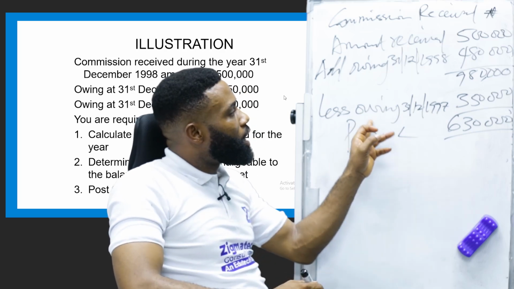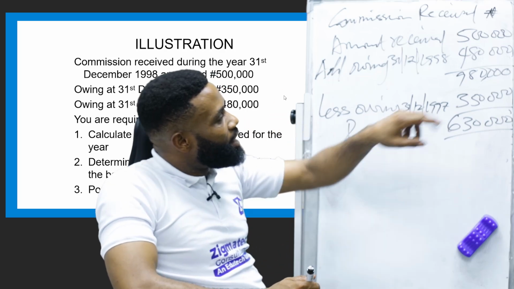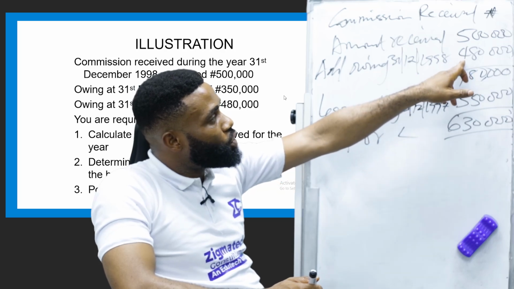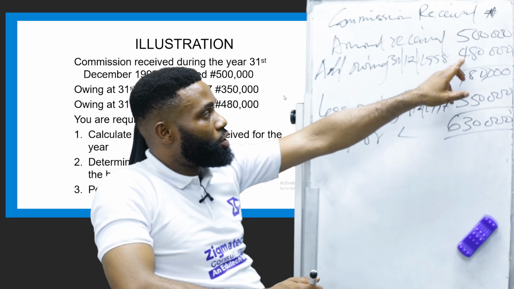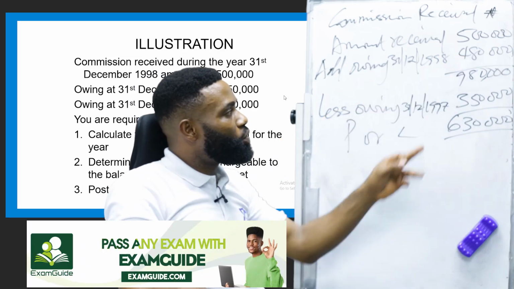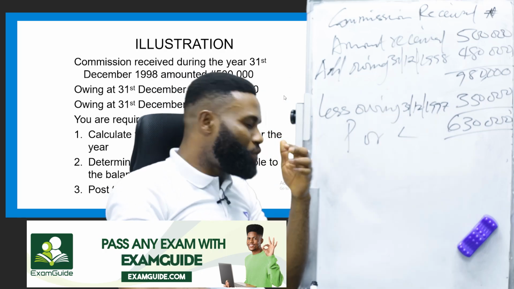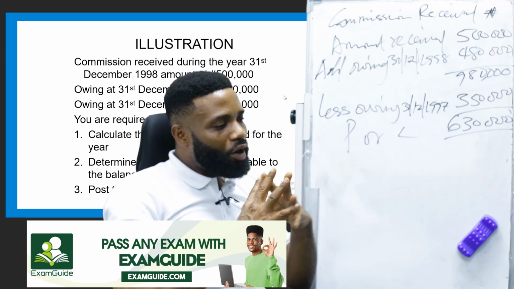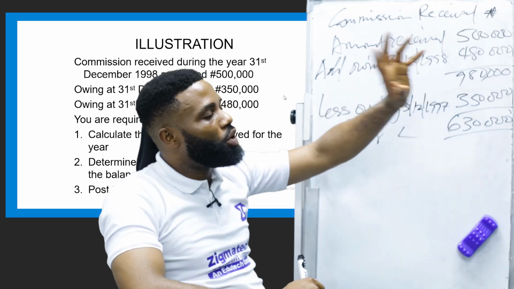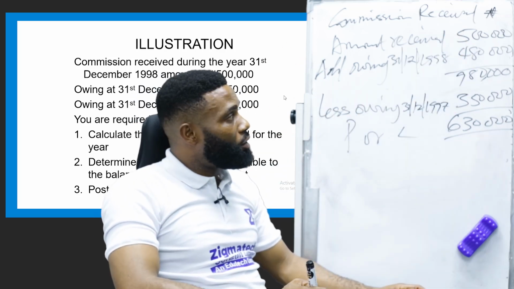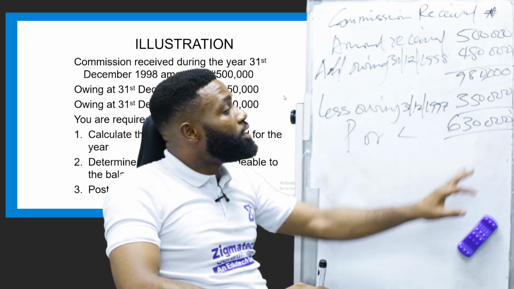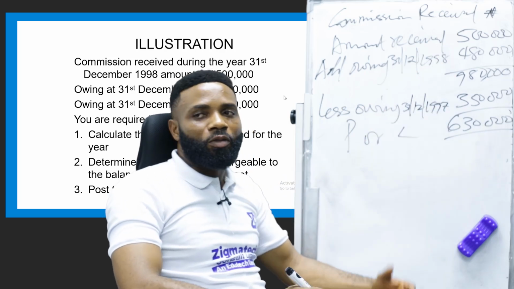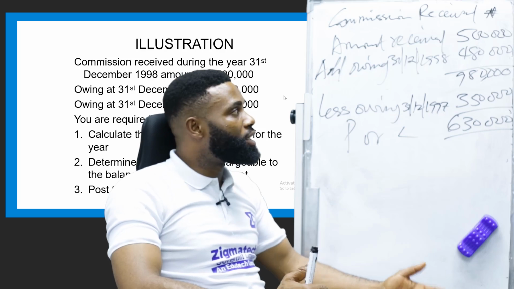So the amount that you are owing at 31st December, this is what they are owing you. This is what should now go to your balance sheet as the asset. The one that they are owing you last year does not really count because that one is actually accounted for last year. But the one they are owing you this year is what should be credited to your profit or loss account. The one they are owing you at the end of the year is what should be taken to your statement of financial position as your current assets.